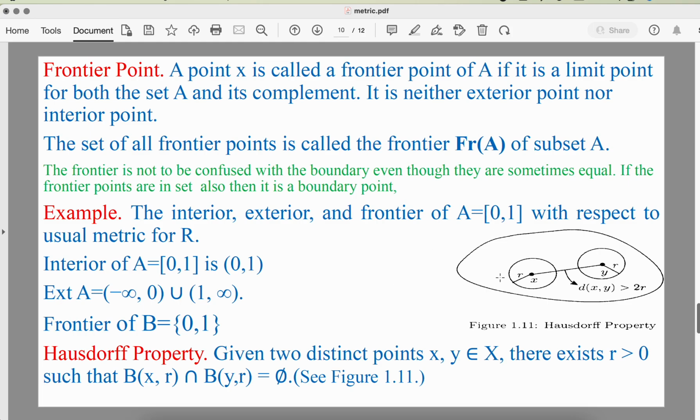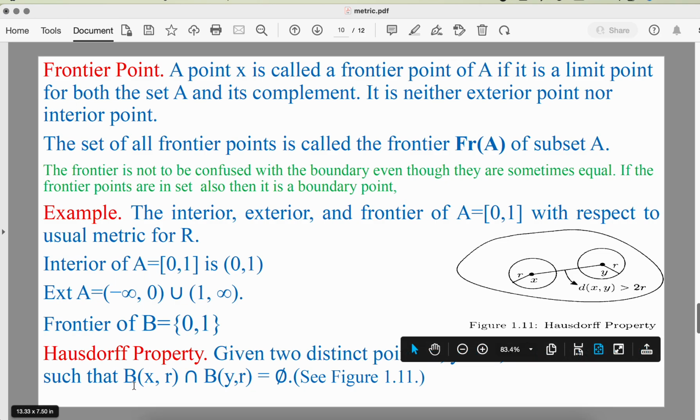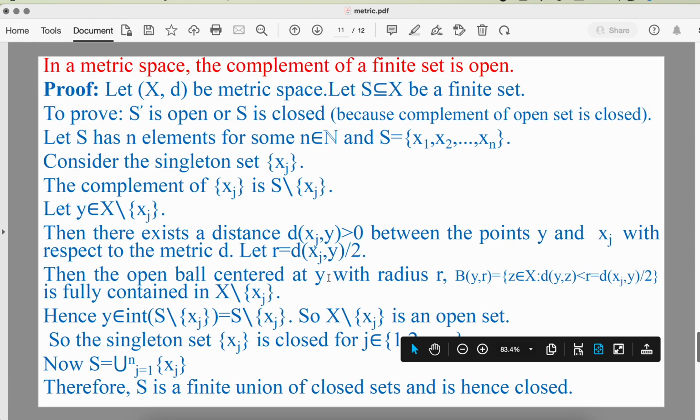Now the last definition is the Hausdorff property. If we are given two distinct points x and y, then there exists r greater than 0 such that the intersection of the ball centered at x with radius r and the ball centered at y with radius r is the empty set. So this is the definition of a Hausdorff space.